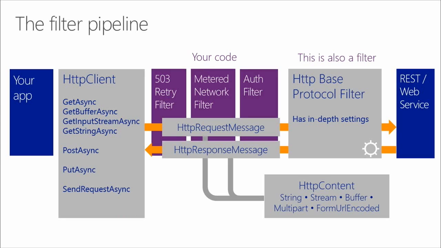Just before I move on from HTTP client, I showed you some fairly simple stuff here, but actually it is a whole pipeline, and you can plug code into different bits of it. So retry filters, those purple blocks in the middle, are modules that you can code yourself and plug into that HTTP client pipeline. They are filters that you can put into the pipeline. The one on the right in the grey box, the HTTP base protocol filter, is also a filter, and it's one that's given to you.